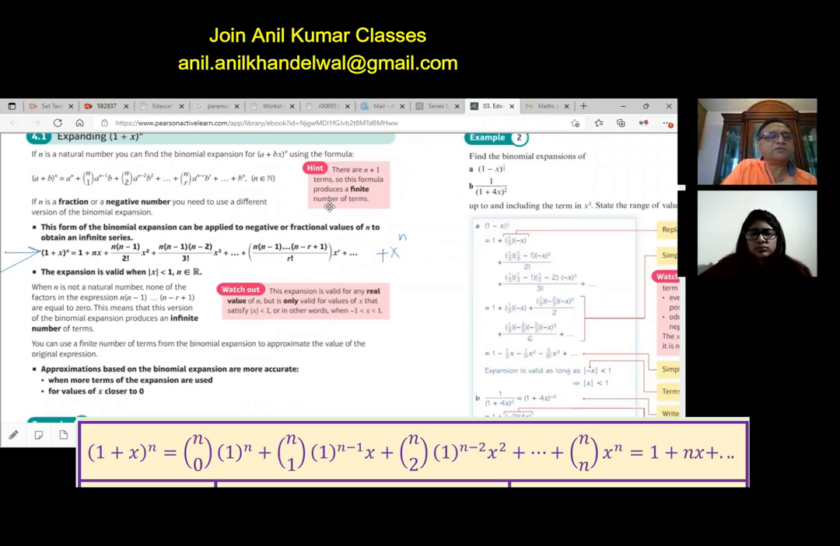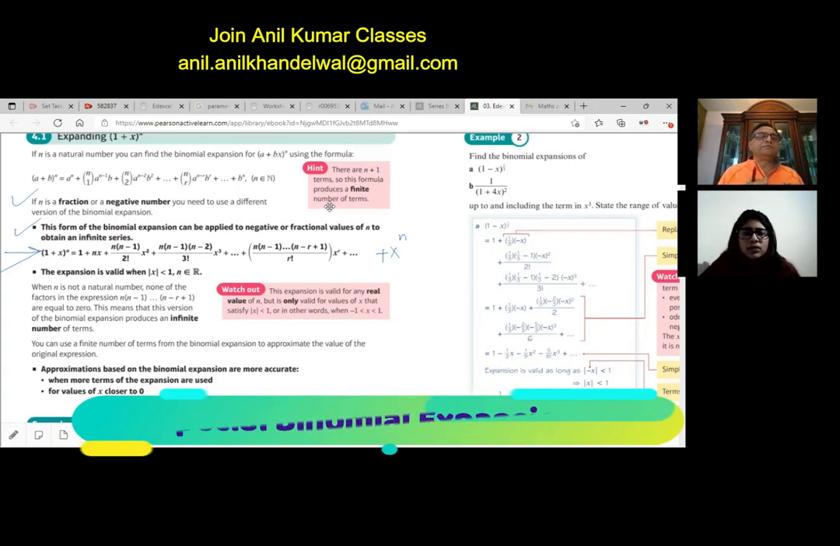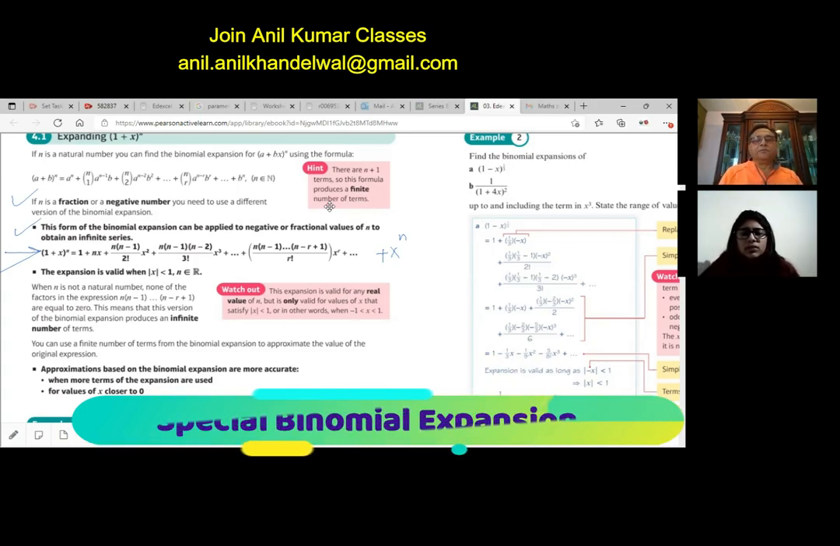Can you please read this? What is written here? Read from here. If n is a fraction or a negative number, you need to use a different version of the binomial expansion. So is that not that version? It's a different one. This is a special case when n is a fraction, correct? Because we know that n is a non-negative integer, right? 0 to whatever, correct?